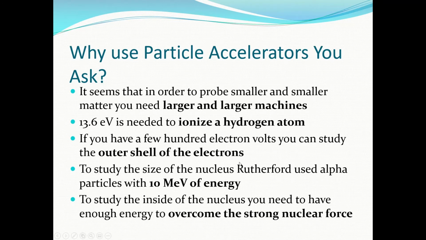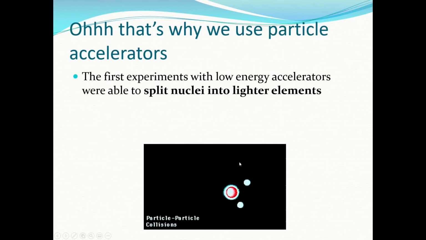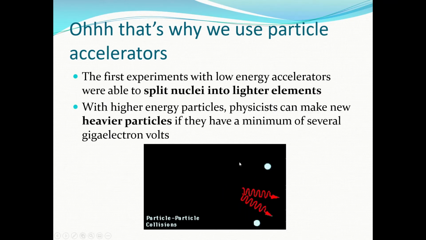To study the inside of the nucleus, you need enough energy to overcome the strong nuclear force. The strong nuclear force has a ton of energy, so you need lots and lots of energy. The first experiments with low energy accelerators were able to split nuclei into lighter elements. With higher energy particles, physicists can make heavier particles if they have a minimum of several giga-electron volts. So to make new particles, you need a lot of energy, and you need these huge accelerators to get that energy.